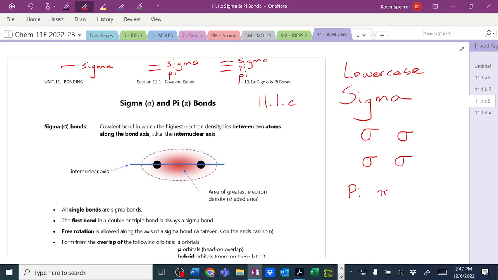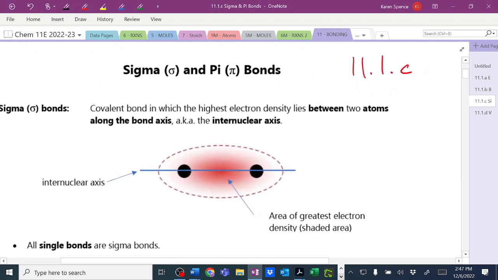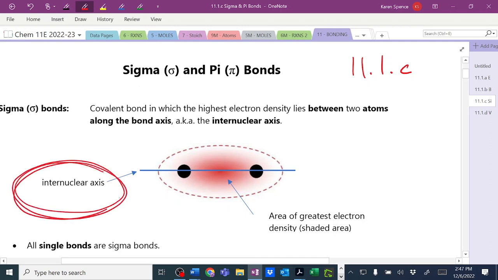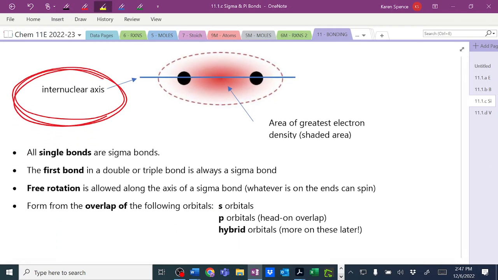Well, let's take a look. First of all, sigma bond. It is a covalent bond in which the highest electron density, which you can see by this little red cloud here, where is it the most dense? Between the nuclei, along the internuclear axis. So, where is our greatest area of electron density? Between the nuclei along the internuclear axis. So, all single bonds, not some of them, all of them, are sigma bonds. The first bond in a double or triple bond is a sigma bond.